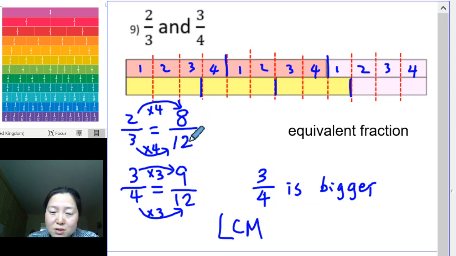Okay? Because if this number is a multiple of 3 and a multiple of 4, then I know that 3 times something is going to be 12, and 4 times something else is going to be 12. And I can find this number to change my original fraction into its equivalent fraction. Okay, so LCM, the lowest common multiple, is a very important topic that you need to grasp before doing this work. All right.